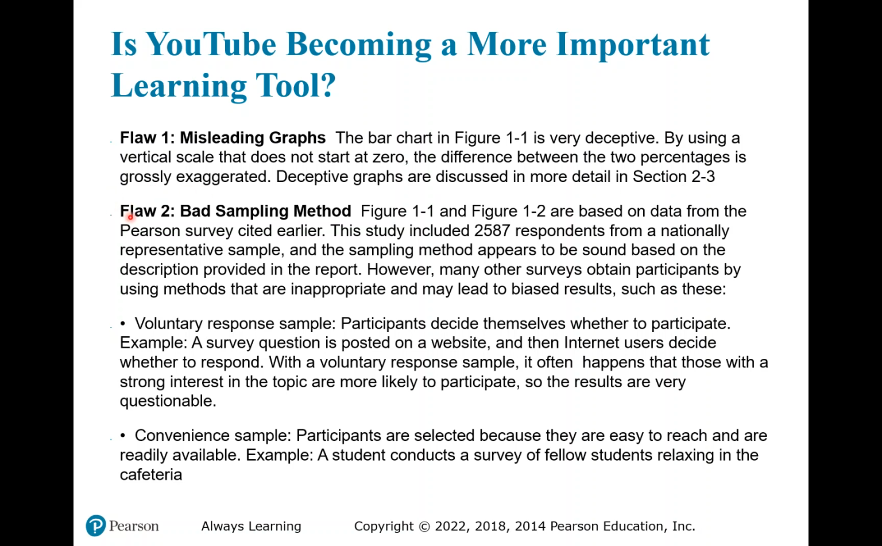Another flaw to look out for is a bad sampling method. Now in this study, both figures are based on data from the Pearson survey cited earlier. This study included 2,587 respondents from a nationally representative sample, and the sampling method appears to be sound based on the description provided in that report. However, many other surveys obtain participants by using methods that are inappropriate and may lead to biased results, such as these.